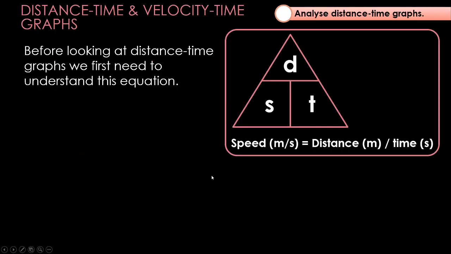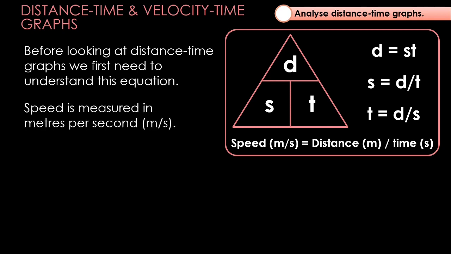Before we go any further, we need to have a look at this equation. Speed equals distance divided by time, or maybe you'll think about it as distance equals speed times time, or time equals distance divided by speed. However you decide to remember it, it's absolutely fine. So the triangle would have a d on the top and s and t on the bottom.